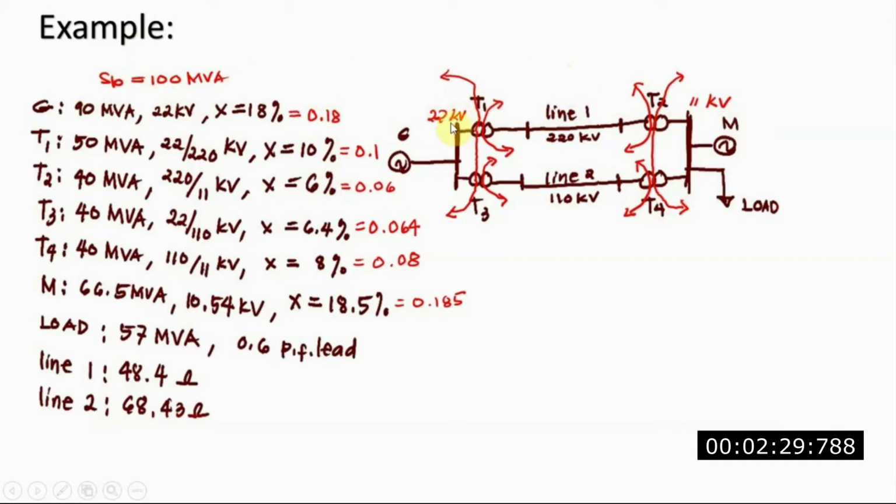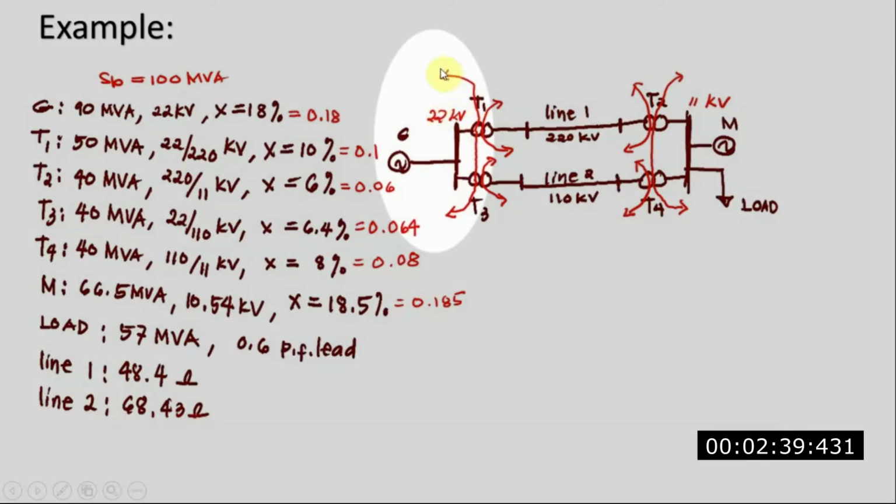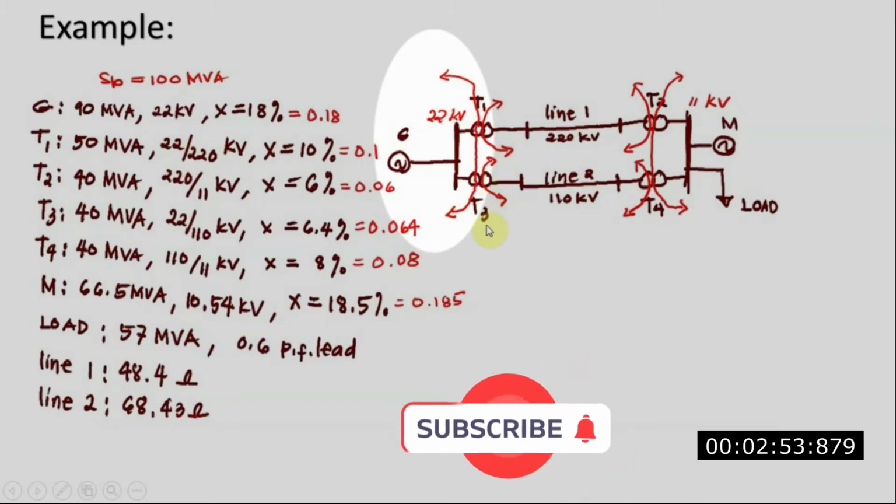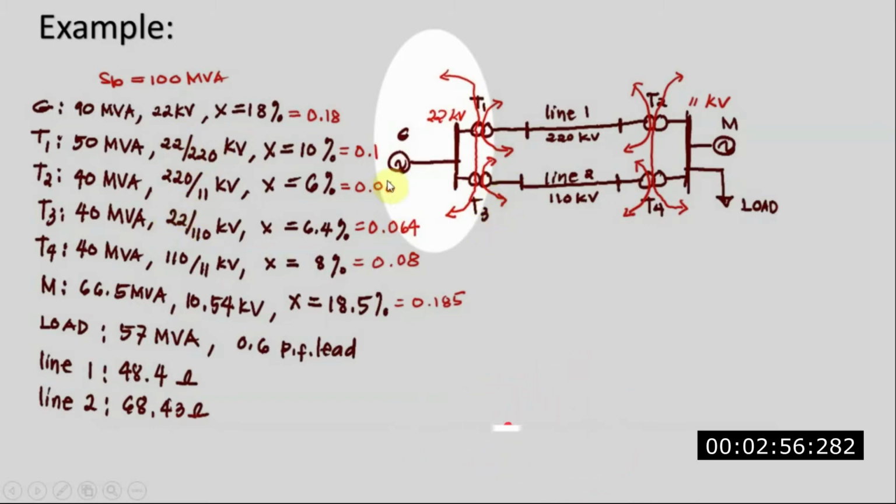So the base voltage is what we use to divide the system into sections. For instance, in this part, this will be 22 kV. By the way, this is the bus bar for the generator side and the transformer 1 primary side, which is 22 kV here. And for transformer 3, it is also 22. So this part is the section in which 22 kV is the base voltage.